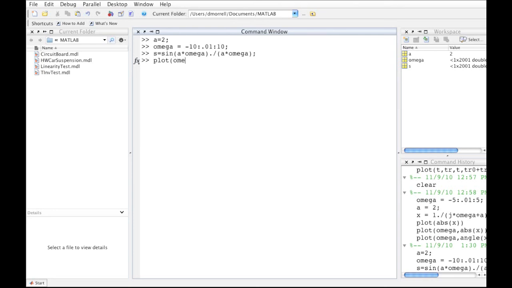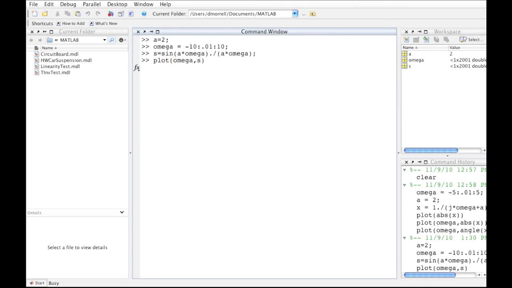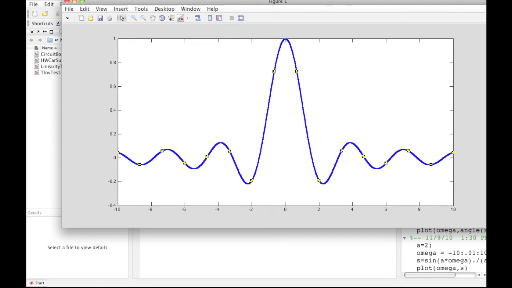So this plots the sinc function as a function of omega. You'll notice that it goes up to a value of 1 at omega equals 0, and it has a value of 0 everywhere that the sine function is 0 except for omega equal to 0. So it's 0 when the argument is an integer multiple of pi. Now, in our case, because the argument of the sinc function is a times omega, and a is 2, we get zeros whenever omega is an integer multiple of pi over 2.